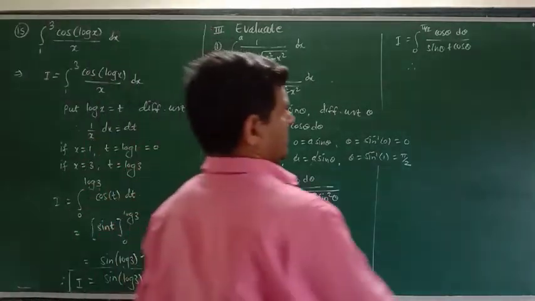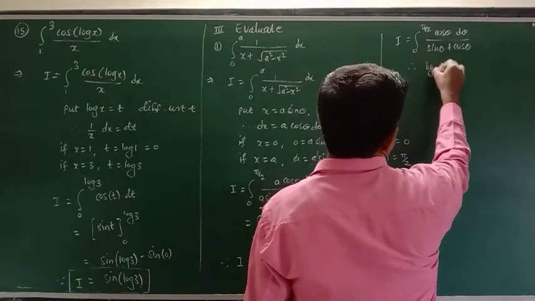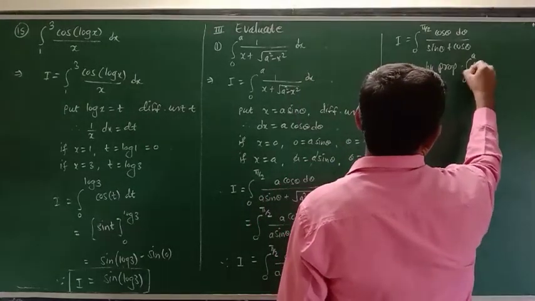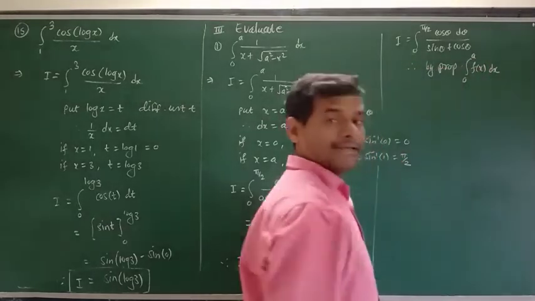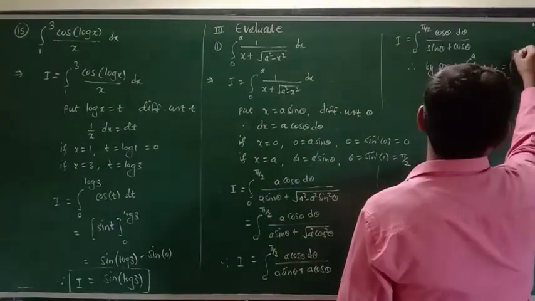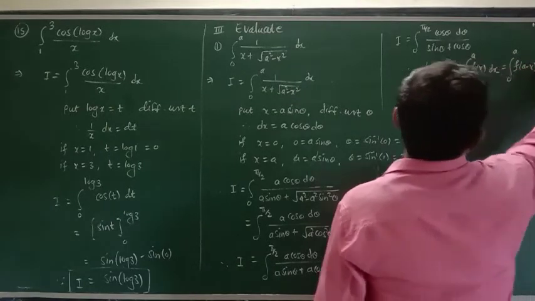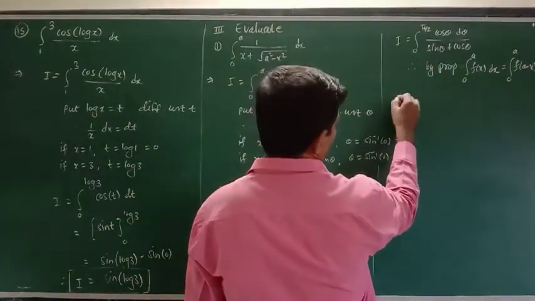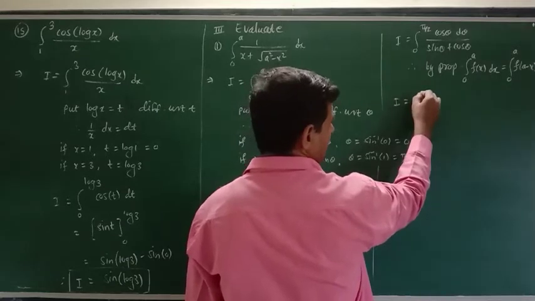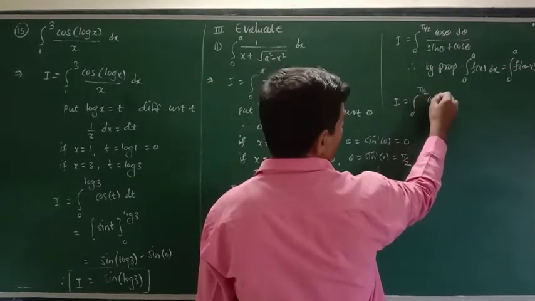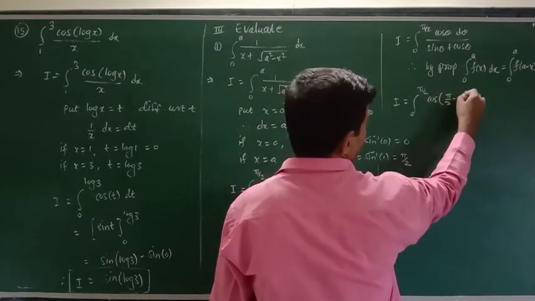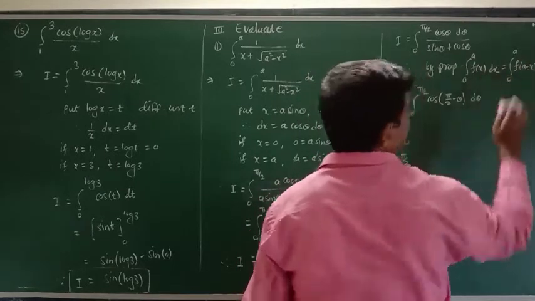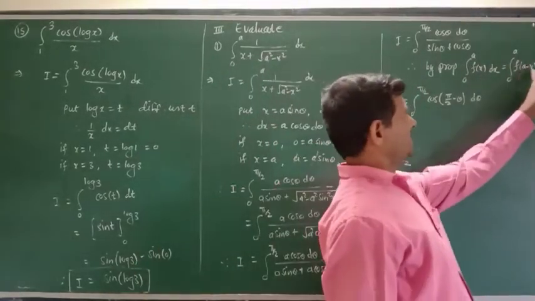Now by using the property of definite integrals: the value of the definite integral from 0 to a of f(x) dx is equal to the integral from 0 to a of f(a minus x) dx. Now I use this property. The value of the integral becomes I equal to from 0 to pi by 2 of cos of pi by 2 minus theta in place of theta. Here the variable is x, so we write the variable as upper limit minus x.